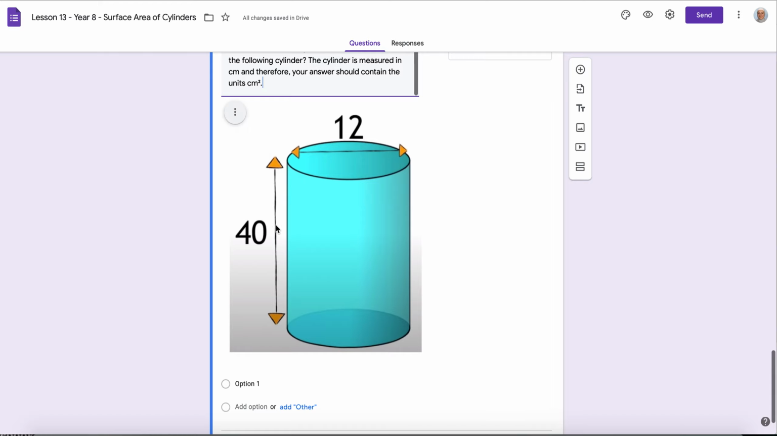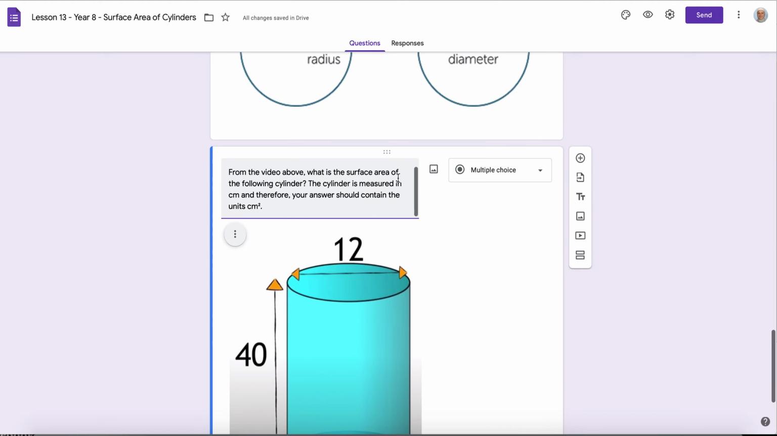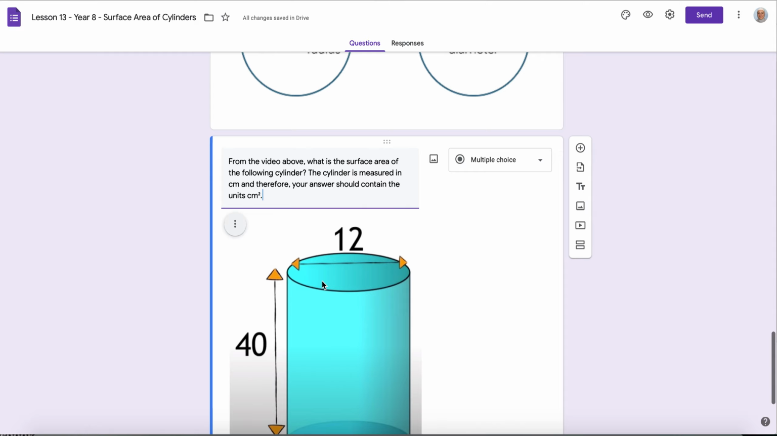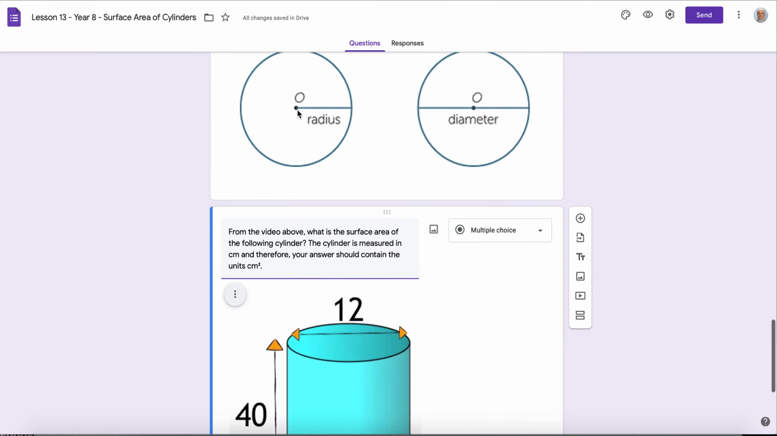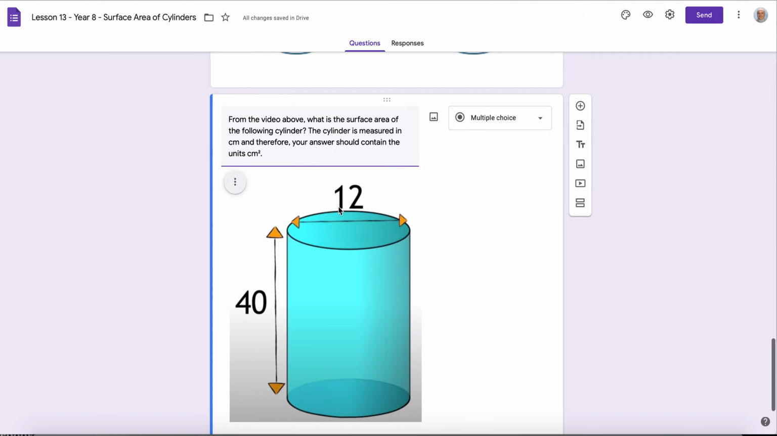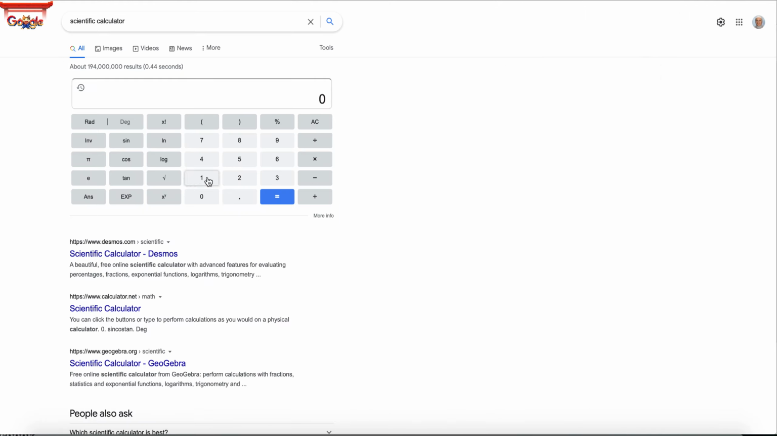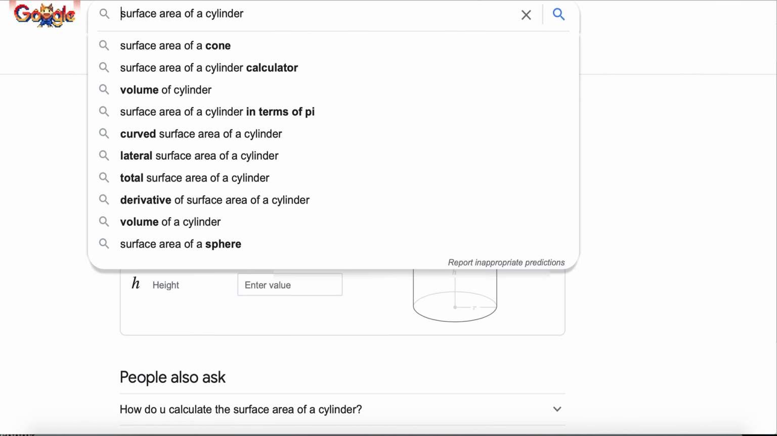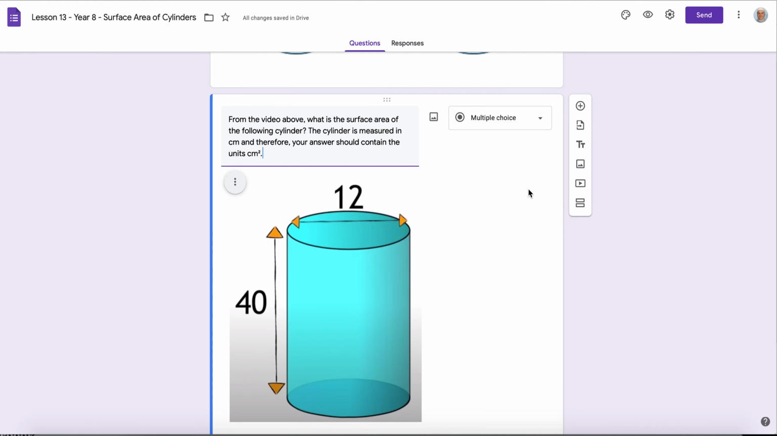h here is 40. That's the height. So that's simple. But the radius, is this the radius or is this the diameter? If we go back, remember, the full width of a circle is the diameter, and that's what we have here. So to get to half of it, which is the radius, we need to divide this by 2. So 12 divided by 2 is 6. And if you don't believe me, let's go into our trusty calculator. 12 divided by 2 is 6. That is correct. So that means our radius is going to be 6.